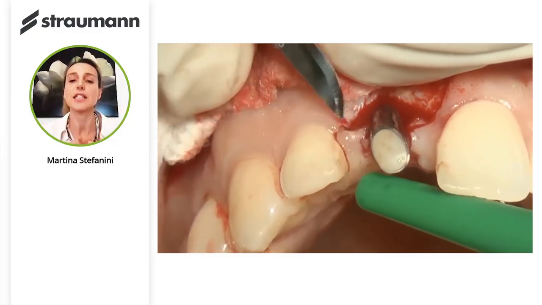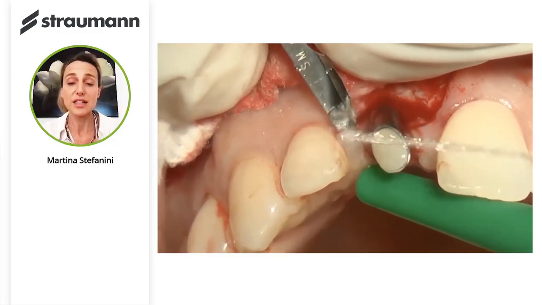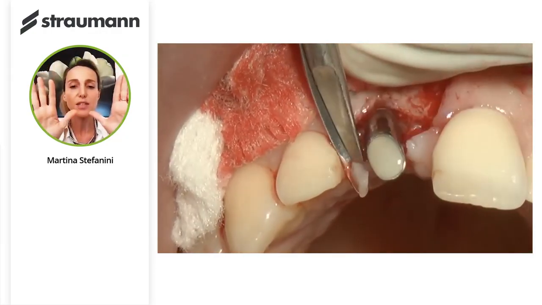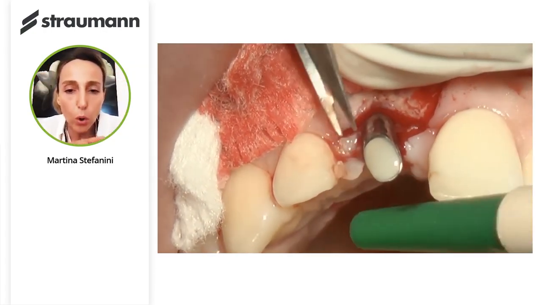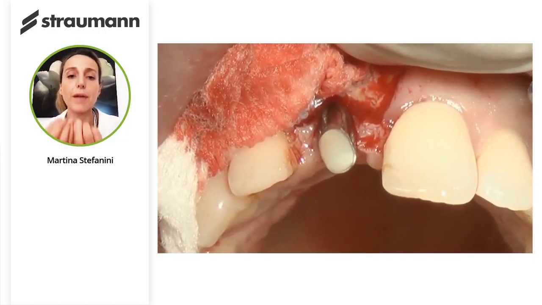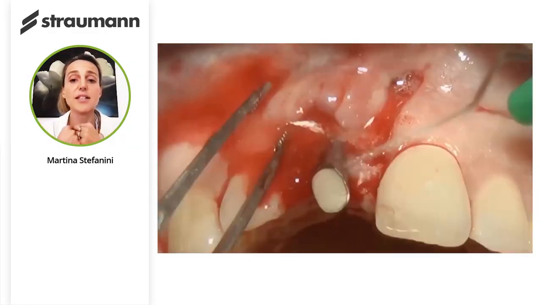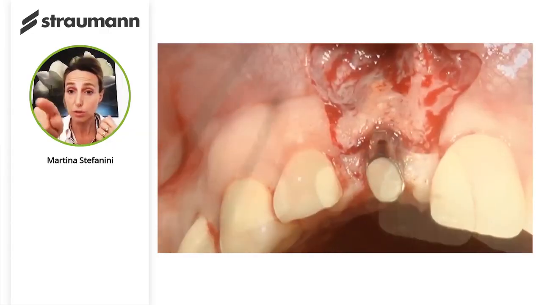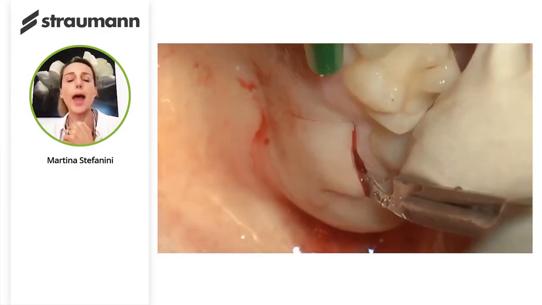And this is the desepithelialization. As you can see, the desepithelialization is performed not only on the vestibular aspect, but also on the occlusal aspect, increasing a lot the vascular supply that this desepithelialized anatomical papilla will give to the surgical papilla of the flap.